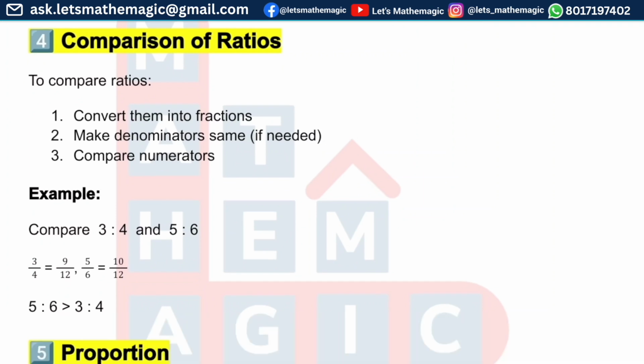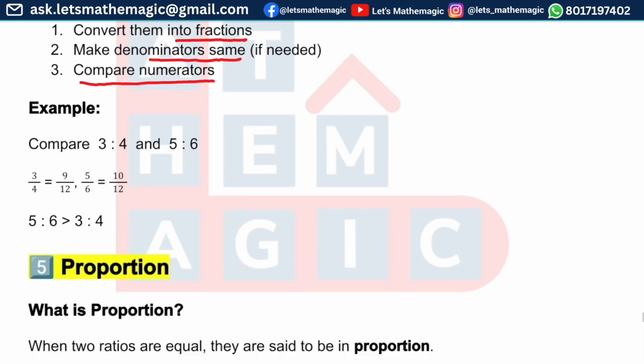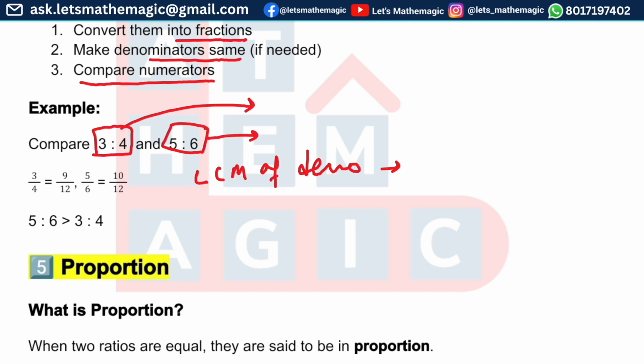Next, comparison of ratios. So how to compare the ratios? First we have to convert them into fractions, make the denominators the same, and compare the numerators. So how to make denominators the same? Again you have to find the LCM of the denominators. Then you will find the answers. How to do this? For example, here 3:4 and 5:6. Write both of them in fraction form, like 3/4 and 5/6. So what are their denominators here? 4 and 6. The LCM of 4 and 6 will be 12.